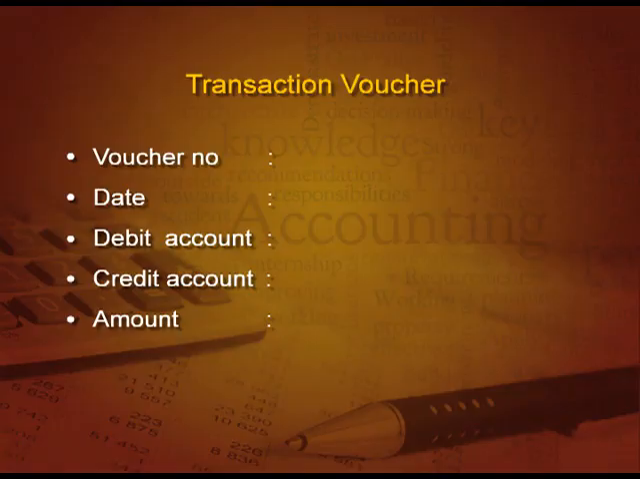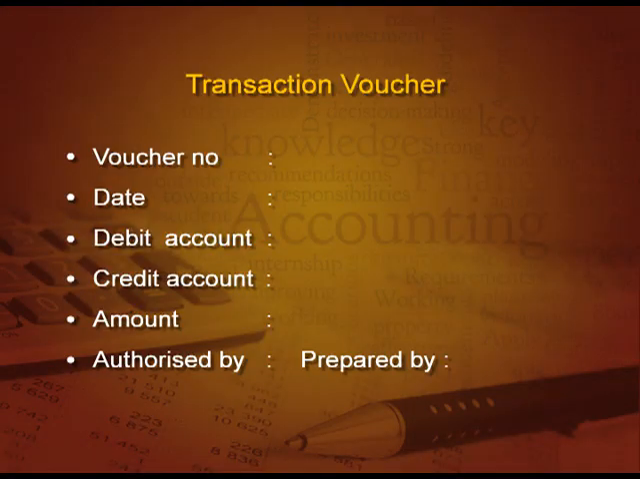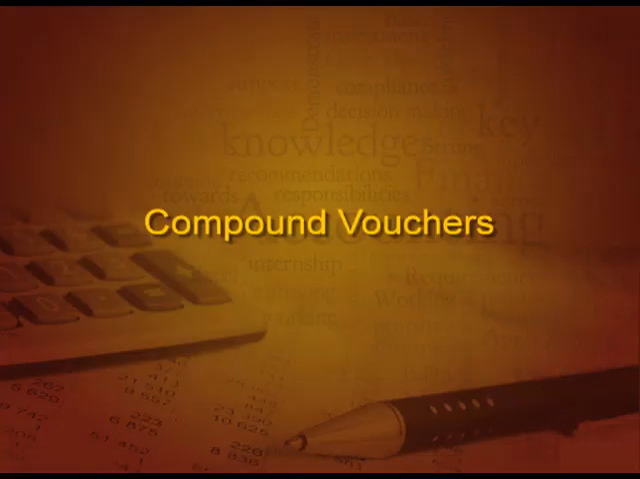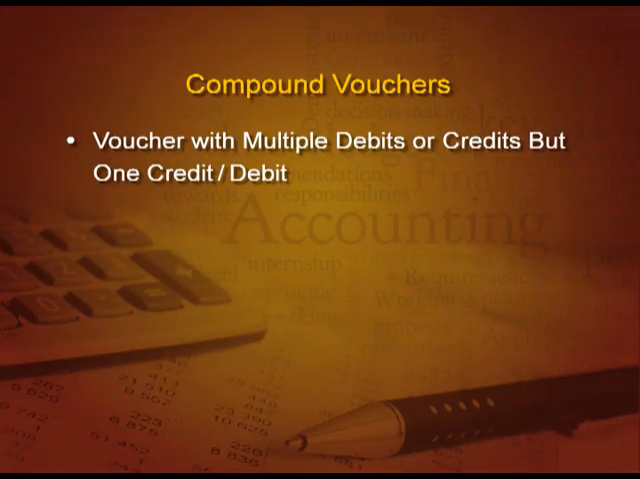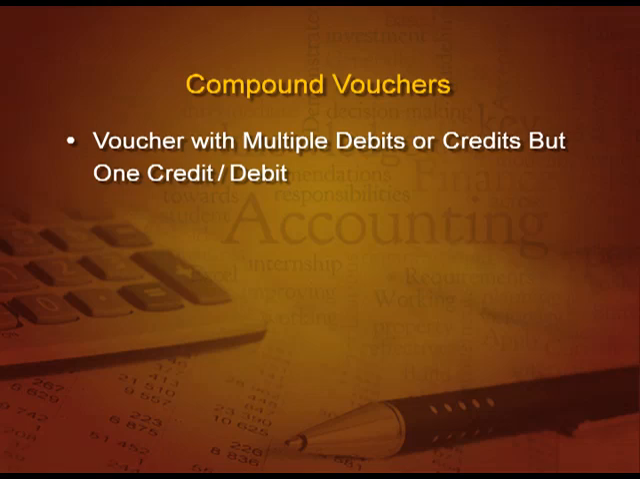Then there are two signatures: first, the person who has authorized this voucher, and the person who has prepared this voucher. Then there can be compound vouchers. Compound voucher means any voucher with multiple debits or credits, but with a single credit or debit. To explain it, if there are two accounts in the debit and one in the credit, it will be called a compound voucher, and if there is one debit and multiple credits, it is also called a compound voucher.